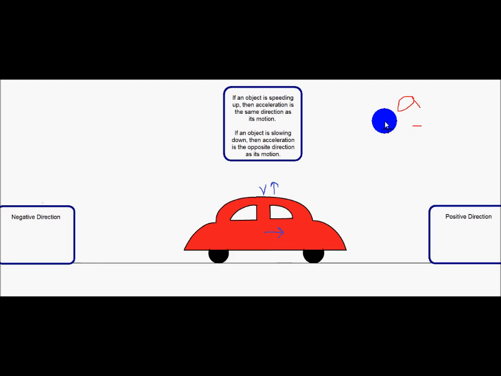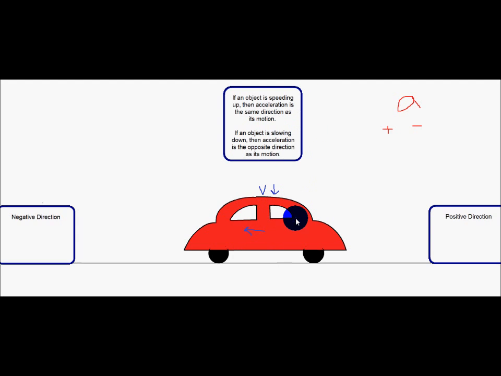That seems easy enough, but let's try the other direction. If an object is moving to the left, so let's say the car is moving to the left now, towards the negative direction, and let's say it's actually slowing down. So as it moves to the left, it gets slower and slower. We have to look up here at the rule. If an object is slowing down, then acceleration is the opposite direction as its motion. So it's slowing down because velocity is decreasing, and it's moving to the left. Since it's slowing down, we have to look at the motion and actually go the opposite direction.